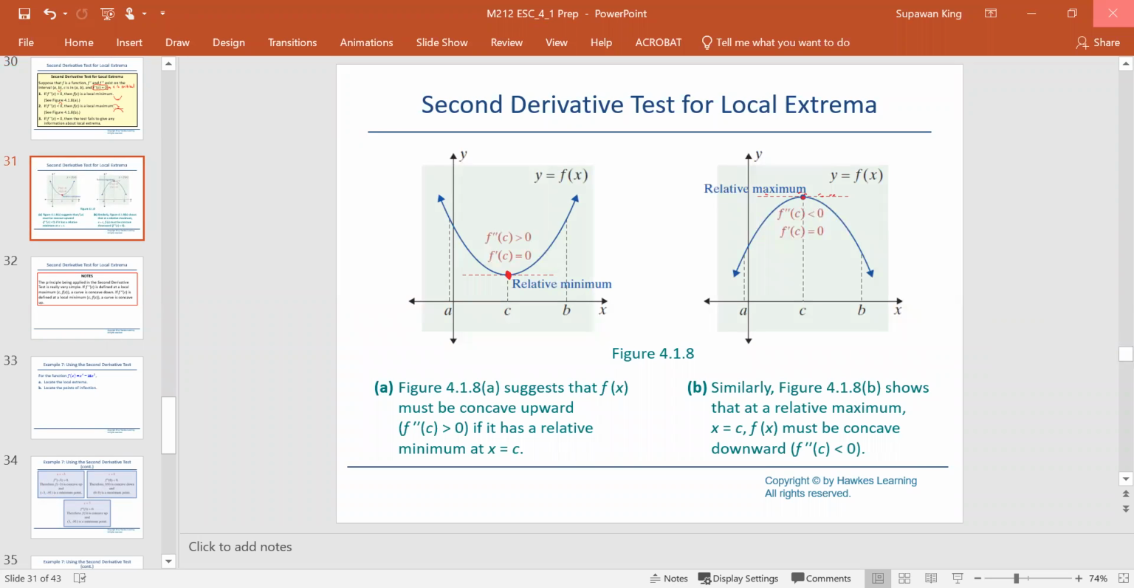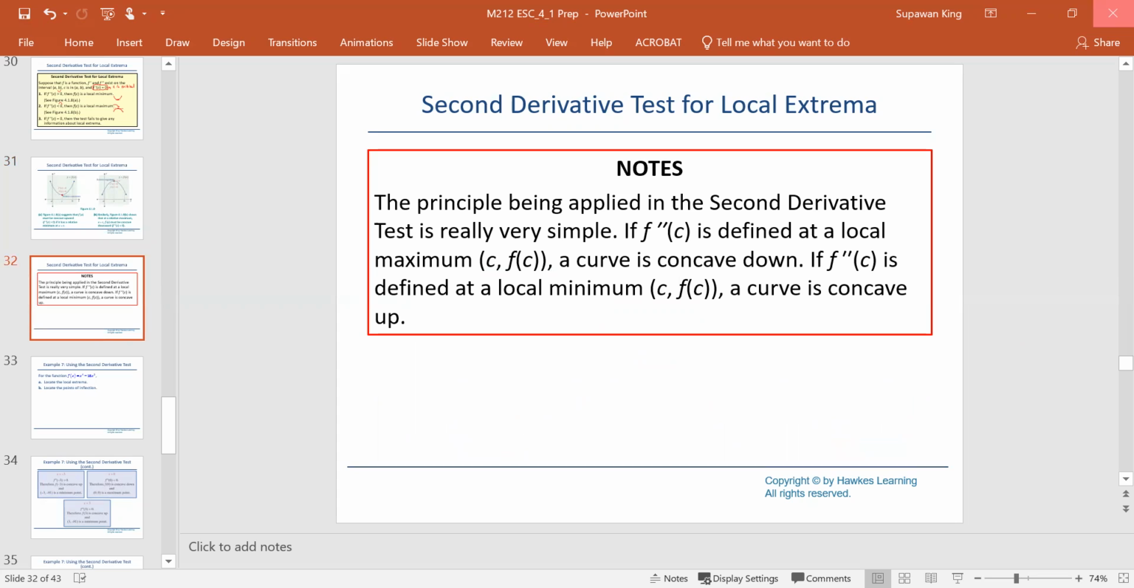And you see the graph. C is the local min where the graph is concave upward. C is the local max where the graph is concave downward. In general, the principle being applied in the second derivative test is very simple. If f double prime is defined at a local maximum, the curve is concave down. The other way, the curve is concave up, and C is the local min.